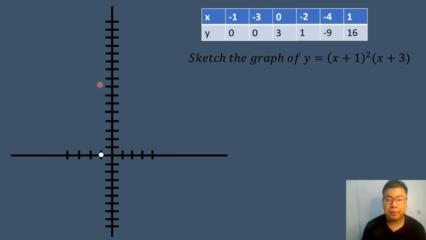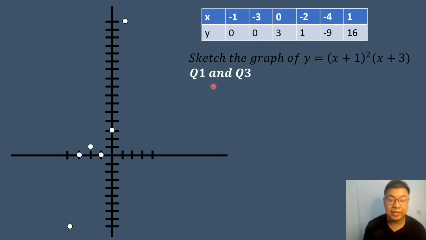So let's plot the points on the Cartesian coordinate plane. We have negative 1, 0 and negative 3, 0 as our x-intercepts, located on the x-axis. And we have 0, 3, which is our y-intercept, located on the y-axis. And then we have negative 2, 1, and then negative 4, negative 9. And the last point is 1, 16.